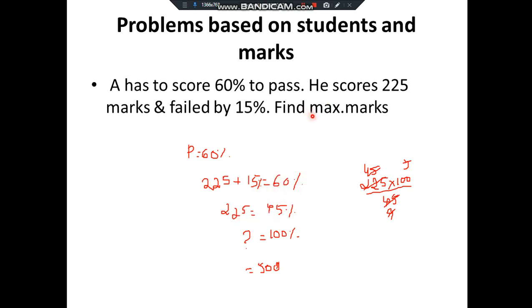So what is our question? Find maximum marks, which means 100. Okay, always our maximum is 100%, right? So 100% is equal to how much? Cross multiply and find the answer, which is 225 into 100 is equal to x into 45%. So on cross multiplying you get 500 as the maximum mark. Hope you understood. We'll see the next question. So you'll get to know it very easily.